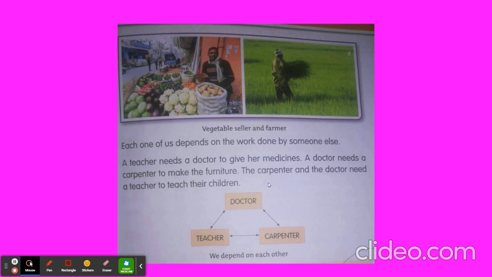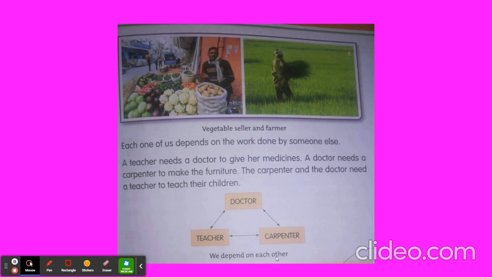In the same way, a doctor needs a carpenter. Why does he need a carpenter? Because he needs furniture at his place. And the carpenter and the doctor need a teacher for their children because they need to learn to read and write, which is taught by the teacher. So we depend on each other. So with this, we end our block, Work People Do.